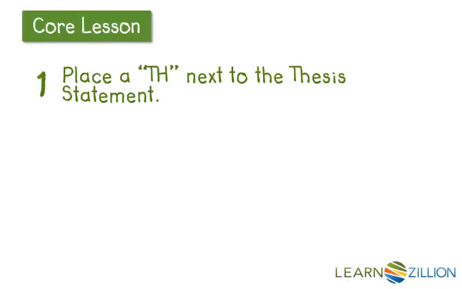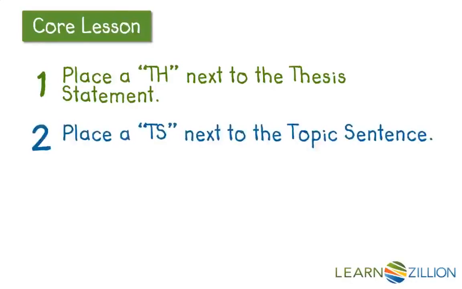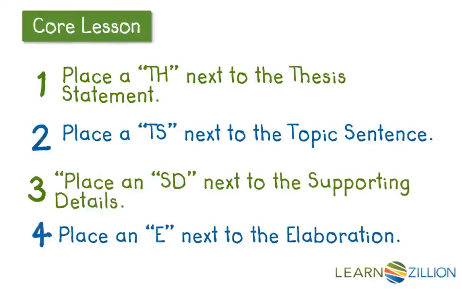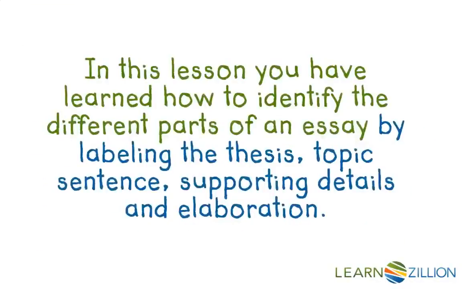So when you're trying to analyze an essay for the first time, you should first place a TH next to the thesis statement. Then you should place a TS next to the topic sentence. Then you should place an SD next to the supporting details. And finally, you should place an E next to the elaboration. And when you do this, it helps you have a better understanding of what the essay looks like as a whole. So in this lesson, you have learned how to identify the different parts of an essay by labeling the thesis, topic sentence, supporting details, and elaboration.